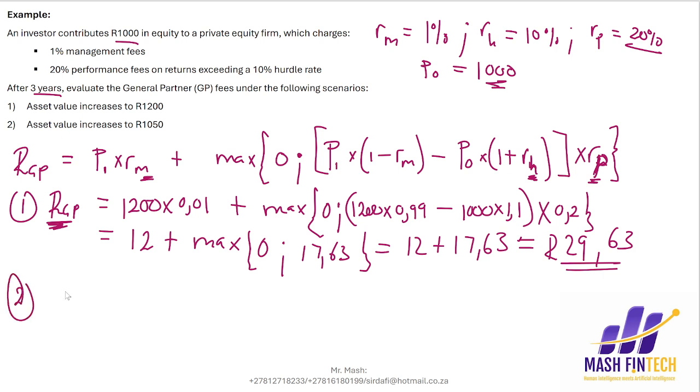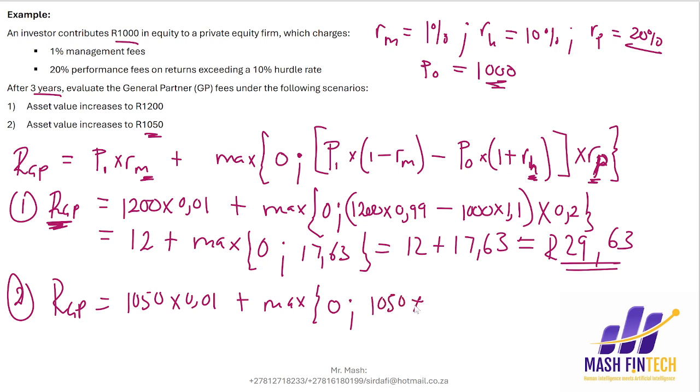For the second option now, you do the same thing. The GP fees, you take the 1,050 and you multiply this by 1%. And then you add the maximum of the two, 0 or 1,050 multiplied by 99%, 1 minus the management fee, 99%, minus 1,000, the equity amount, times 10%. The answer you get here, you must multiply it by 20%, the performance fees. If you multiply these two, you're going to get 10 rand 50 cents.